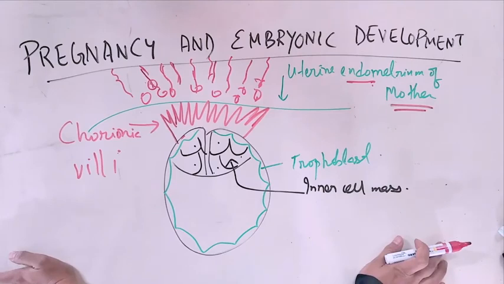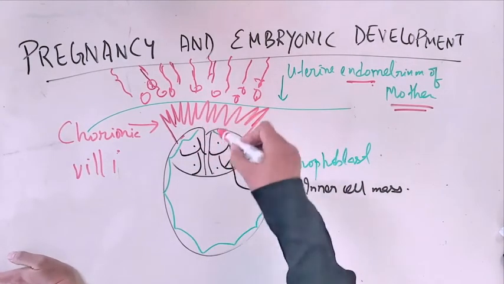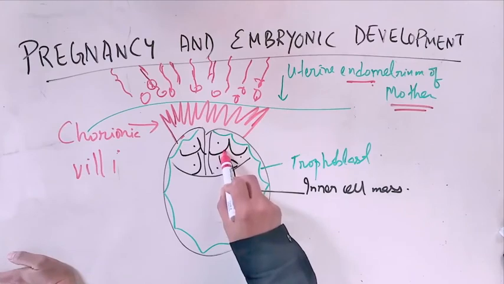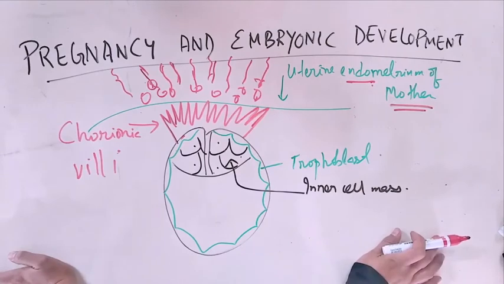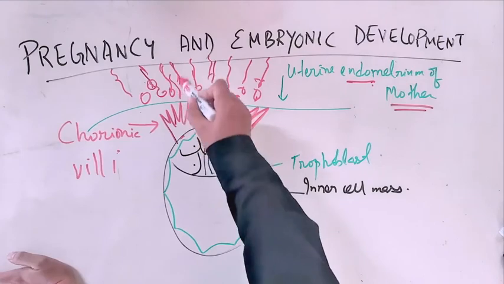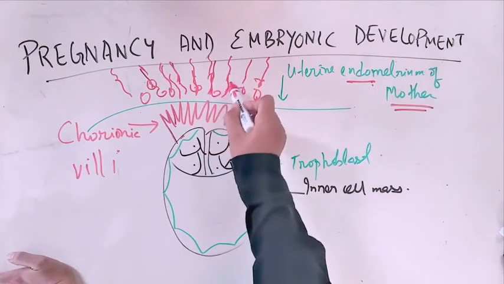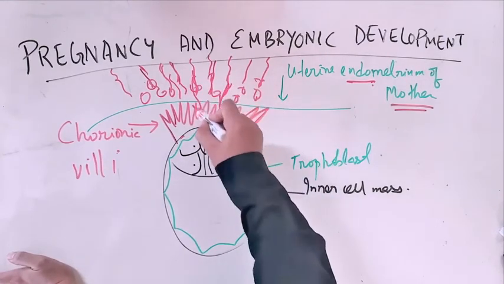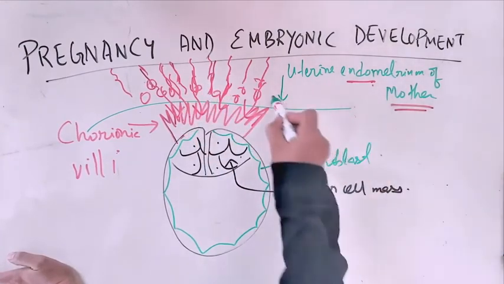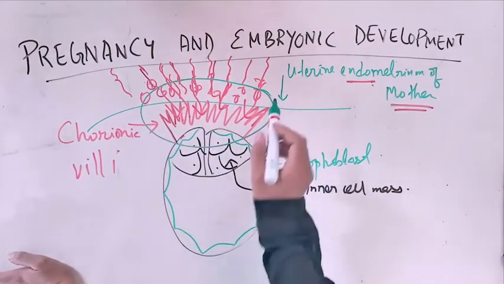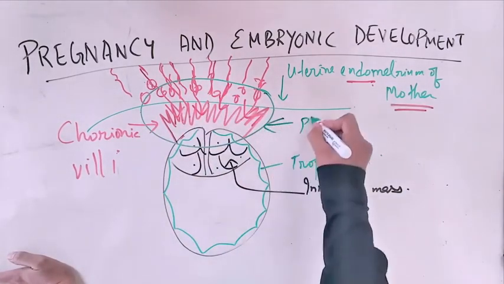They interdigitate with each other and jointly form a structural and functional unit with the developing embryo. Remember, the inner cell mass will form the embryo, so that the embryo will be attached to the mother's endometrium. Blood vessels will come and blood will be supplied here, and this structure together will form the placenta.